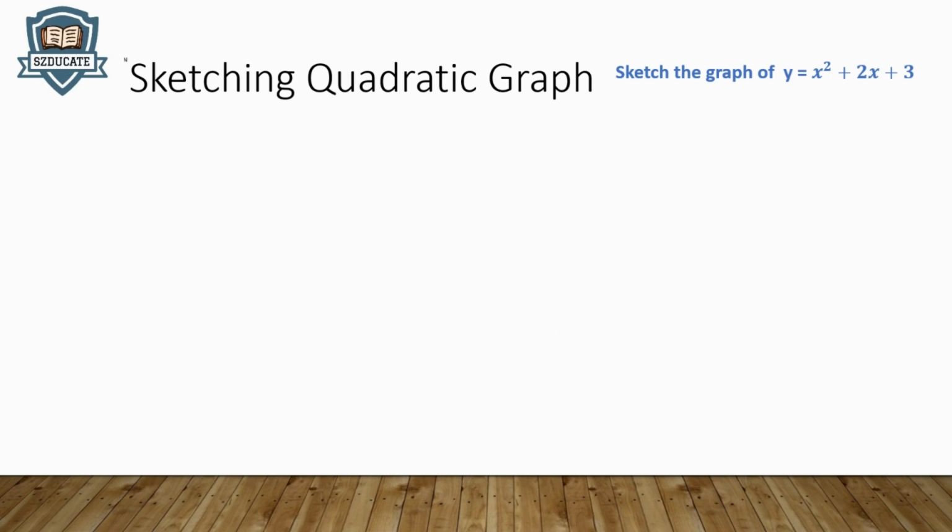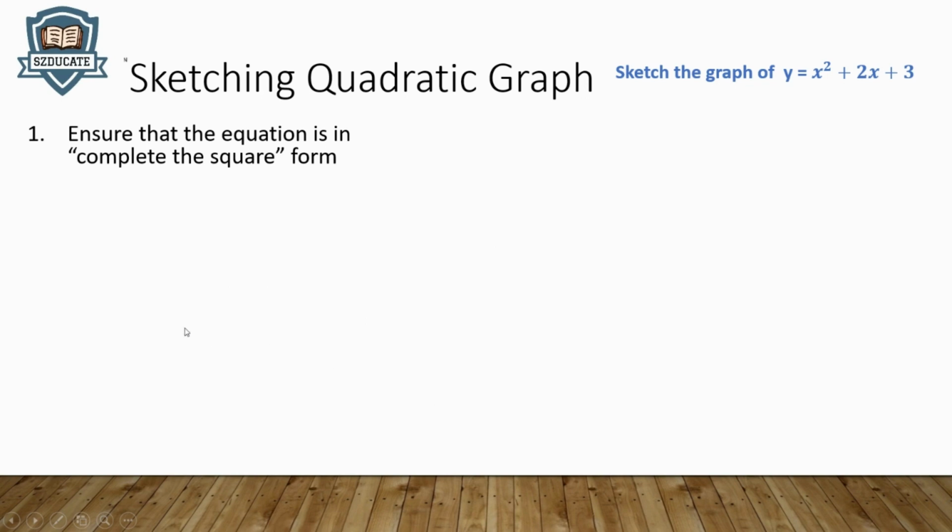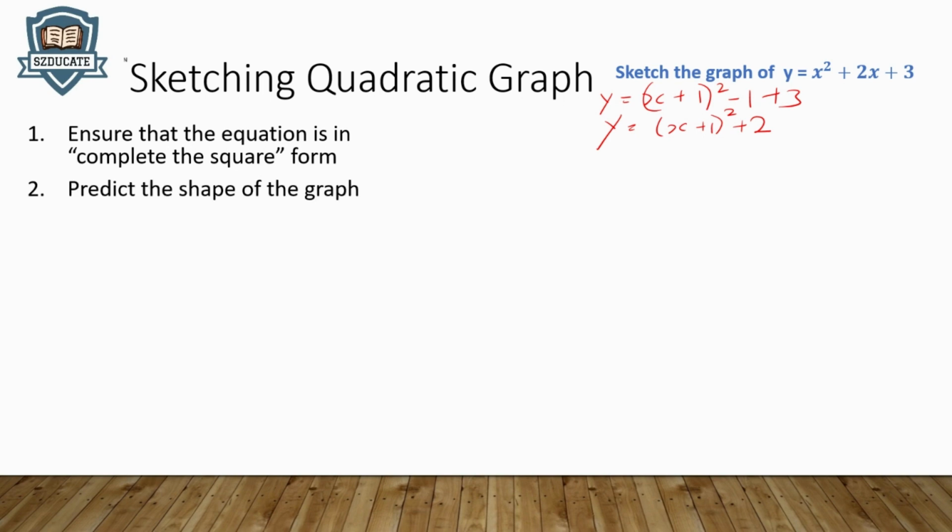Okay, now I'm just going to come through with an example. First thing, ensure that the equation is in complete the square form. Now it's not in complete the square form, so we have to complete the square first. So y is equal to x plus 1 squared minus 1 plus 3. So we're going to have x plus 1 squared plus 2. Okay, I have already completed the square. This is the complete the square form.